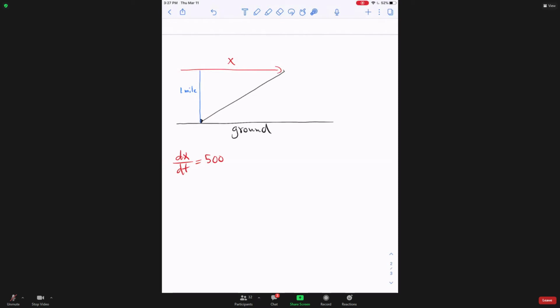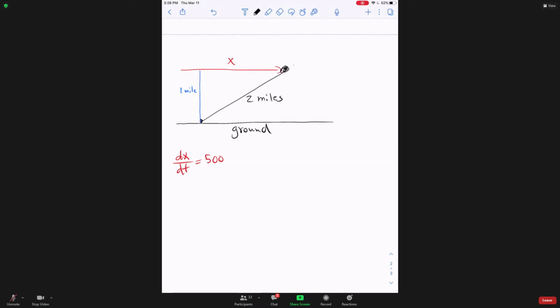Find the rate at which the distance from the plane to the station is increasing when it's 2 miles away from the station. So you're watching this clip and this plane is moving across at 500 miles per hour. When this plane is exactly 2 miles away from the station, that means when you catch it, it's right here. The plane is 2 miles away from the station. At that particular moment, how fast is this changing from this station? So it's going 500 miles per hour.